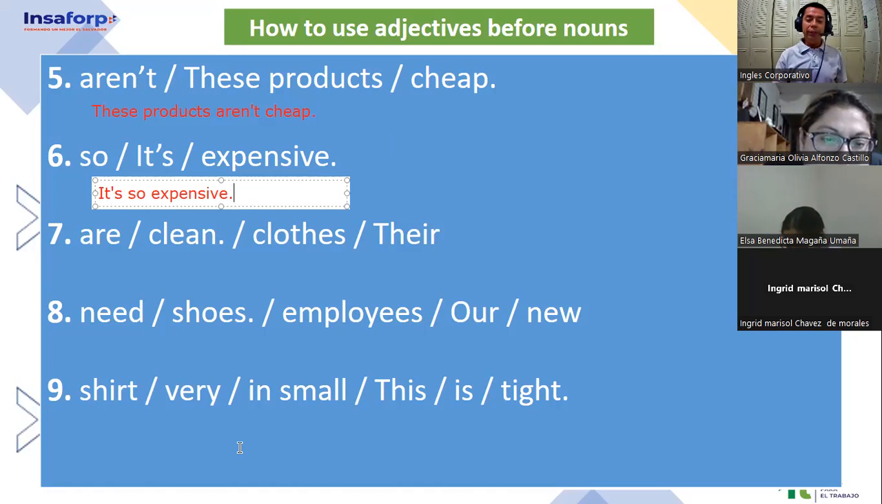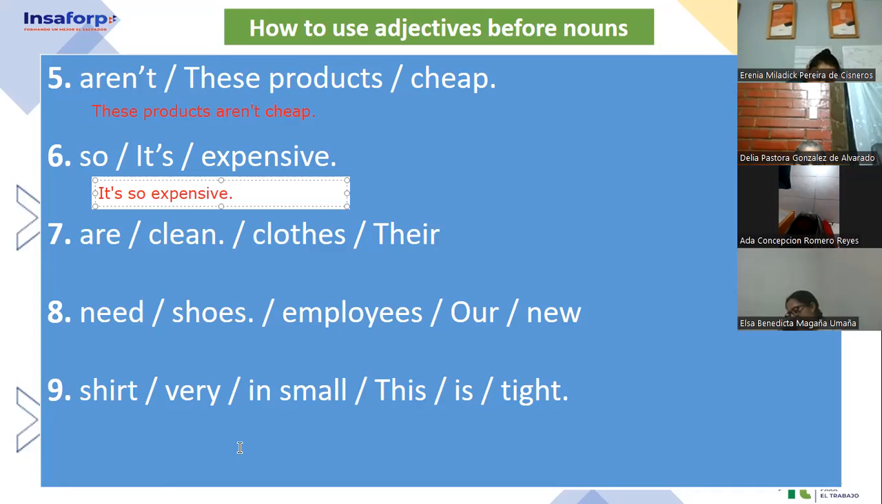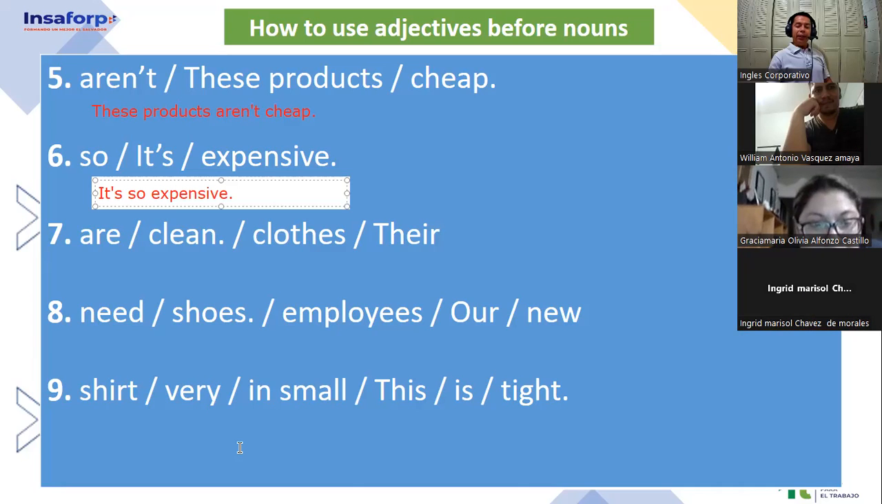Number 7, volunteers. They are clean clothes. William and... Okay, William number 7 and number 8. ¿Quién más me habló? Gracias, María. Elsa, ¿quién me habló? Yo, teacher. Who's yo? Ingrid. Okay, thank you, Ingrid. Ingrid, you make number 8, right? Thank you. Now, William, number 7, please. Come on, boy.